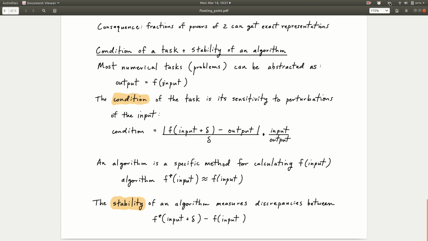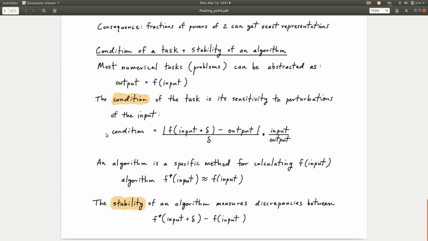So the input is the number 2 you want to take the square root of, and the output is the square root of 2. So I'm thinking of this as the mathematical function that you're trying to evaluate. Now, there's an important concept called the condition of a task or the condition of a problem. This is defined as its sensitivity to perturbations of the input. So how much does the output change when you change the input by a little bit?